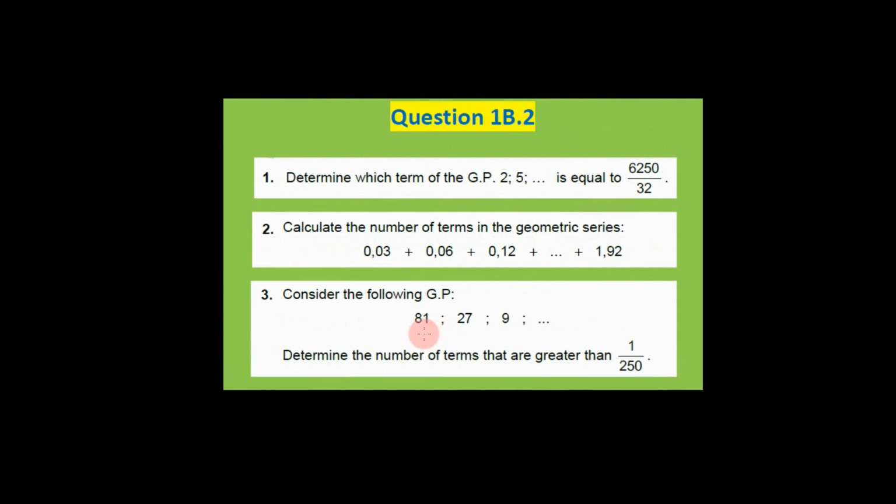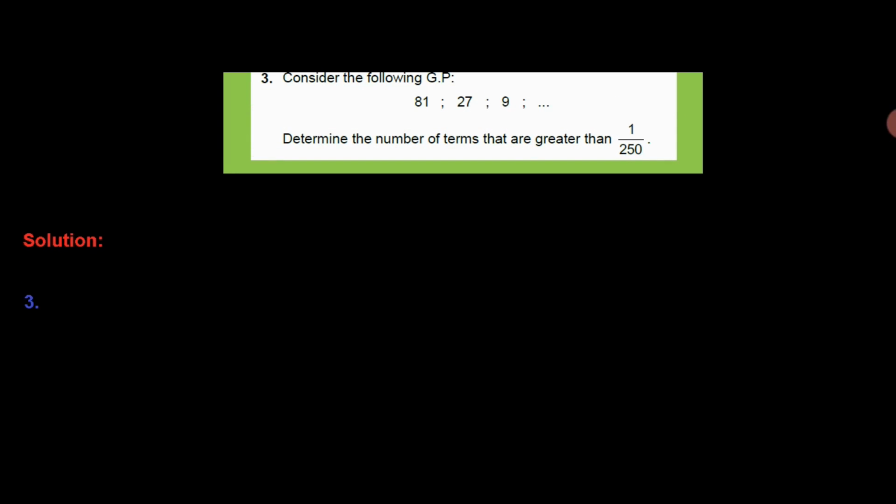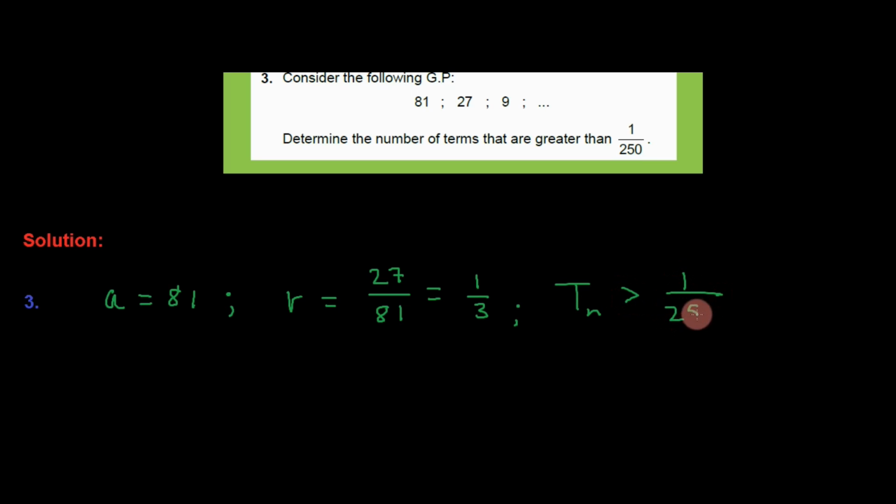In number 3, we are given this GP, and we have to find the number of terms that are greater than 1 over 250. So let's have a look at it. The first term A is 81. We can get the common ratio R by taking term 2 divided by term 1. And R comes to a third. We want T sub n to be greater than 1 over 250. And we must find the value of n.